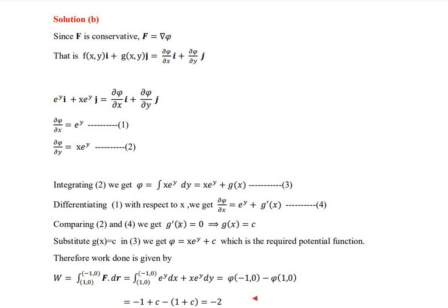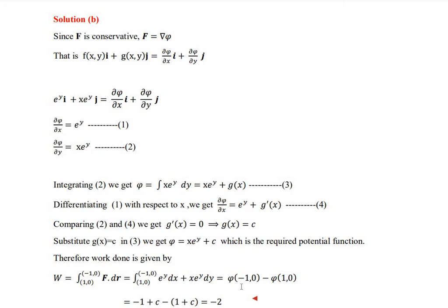When you integrate on both sides, you will get g of x is equal to the constant c. Now you substitute g of x is equal to c in 3. So you will get phi is equal to x into e raised to y plus c, which is the required potential function. Therefore, work done is given by W is equal to integral from (1, 0) to (-1, 0) of vector F dot vector dr.